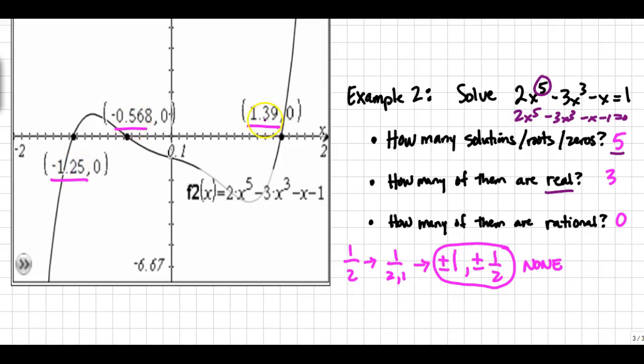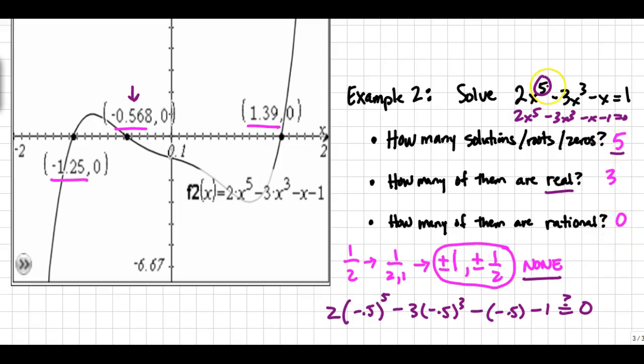So do any of those numbers that I got on the graph match with either 1, negative 1, positive half, or negative half? Well, maybe this one's equal to negative half. So to test it out, you just basically type in 2 times negative 0.5 to the 5th minus 3 times negative 0.5 cubed minus negative 0.5 minus 1, and see if you get the number 0. And you'll find that when you type in negative half, you don't get the number 0, so none of these are from the graph. So none of the real zeros are also rational, they must all be irrational.